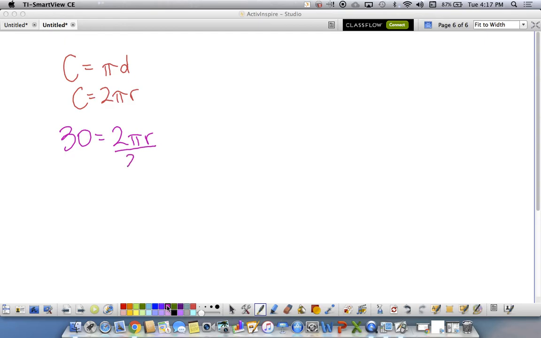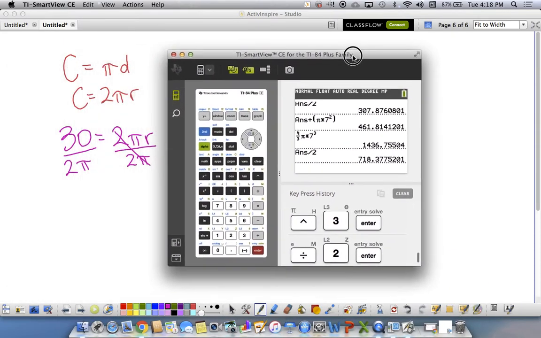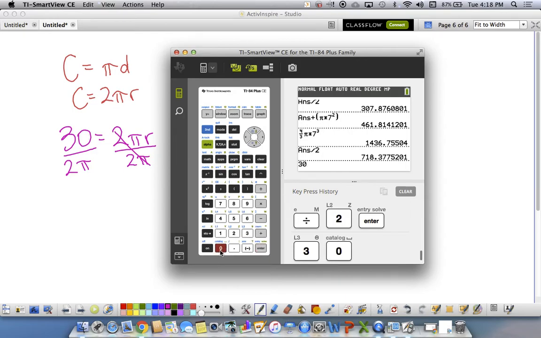I'm going to divide by 2 pi. When you divide by 2 pi, I don't know what 15 divided by pi is. So I'm going to pull this up, and I'm just going to say 30 divided by 2. Now I'm going to give you a hint. If I just do 2 pi, it will not be correct. Just going to tell you that right now. Because PEMDAS says divide, then multiply. So it's going to divide, 30 divided by 2 is 15, 15 times pi, and that's not what we're doing.